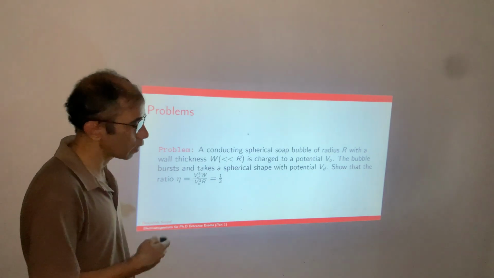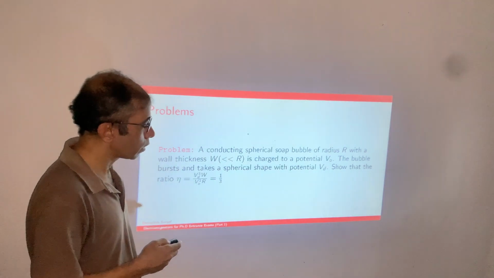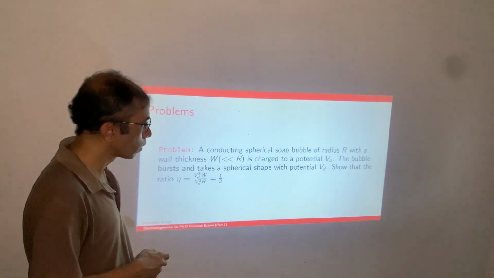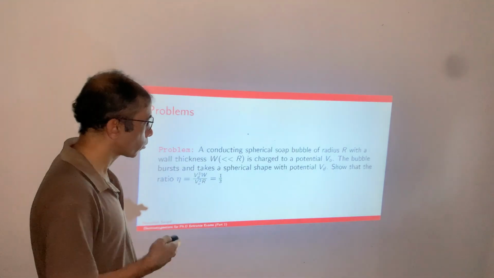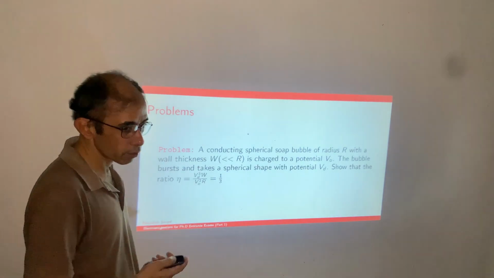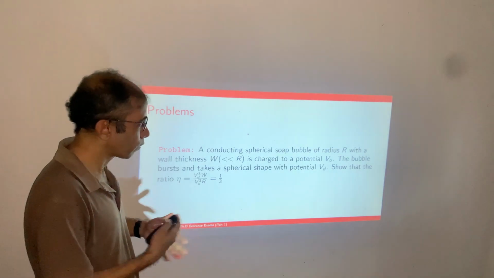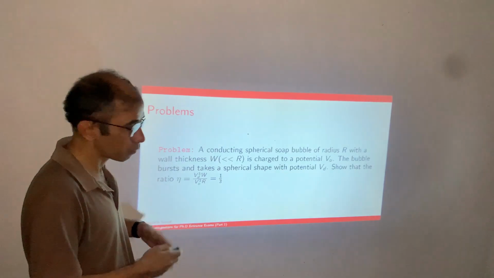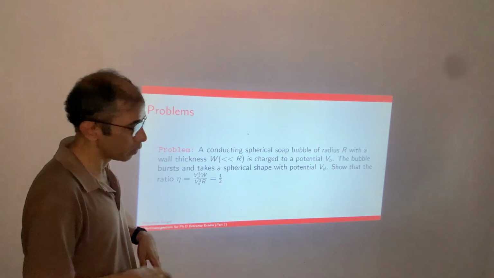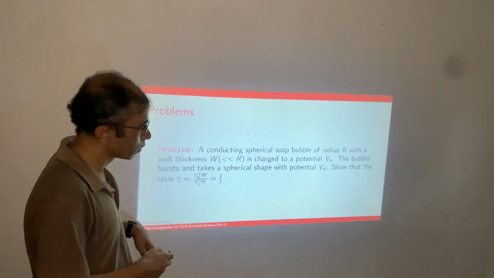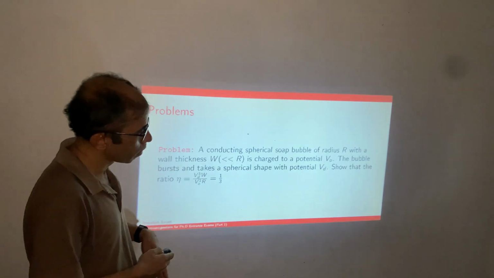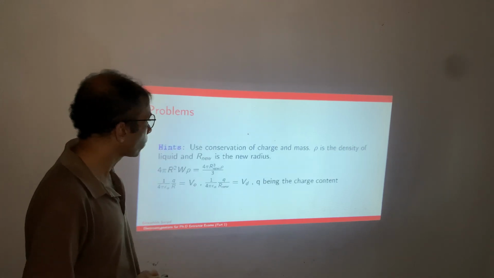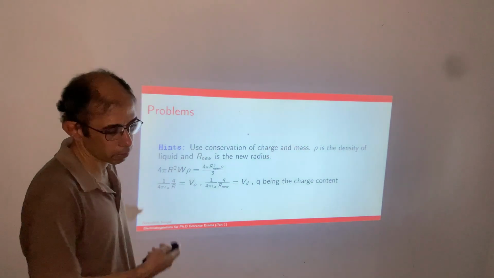So initially we have the conducting spherical shell in the form of a soap bubble, which was charged to some potential. Then it changes its configuration and becomes a solid conducting sphere, charged to a potential Vd. And then we have to show this relation is satisfied. So this is a problem of conservation of charge and mass.